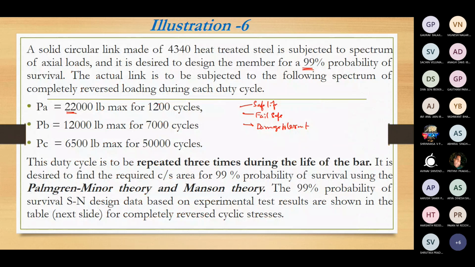22,000 pound, we want to apply 1200 cycles. This is the load. Now for example, if you have assumed area A, let us take it randomly, because last class I was explaining to you how to assume this particular area. In the given problem, we have started with area 0.2 inches.